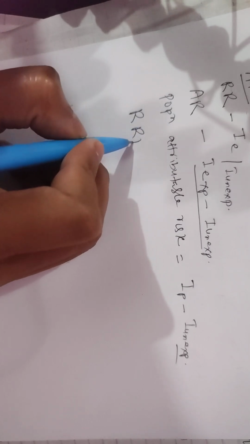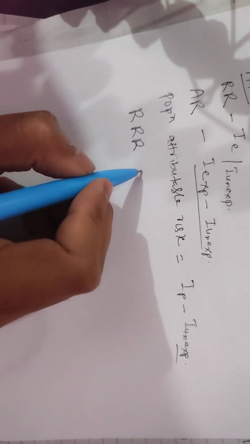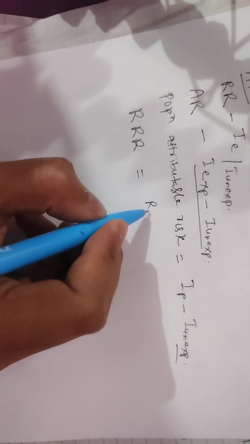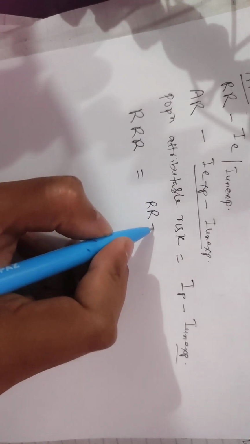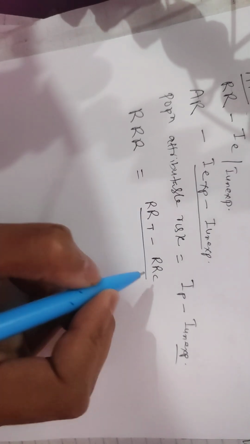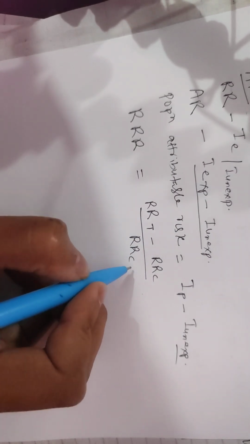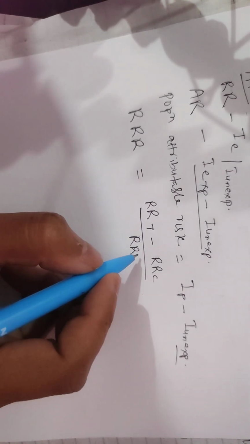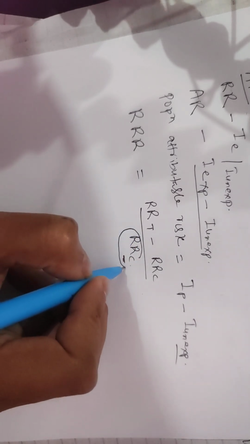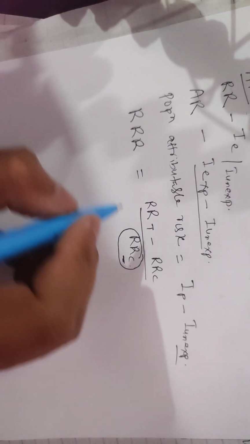Do you know what the formula of relative risk reduction is? This is the relative risk in your treatment arm minus the relative risk in the control arm, divided by the relative risk in the control arm. So the reference is the control, that's why in the denominator we keep the relative risk in control.